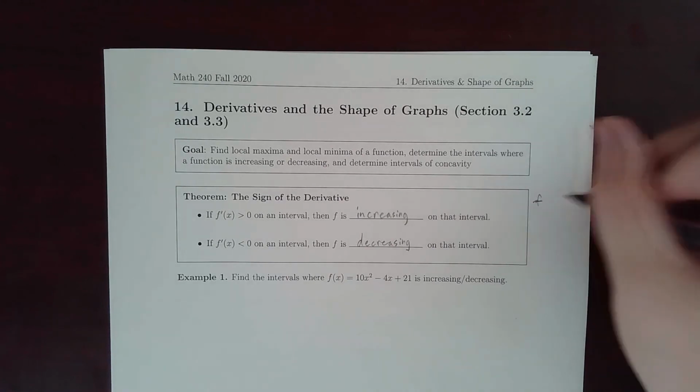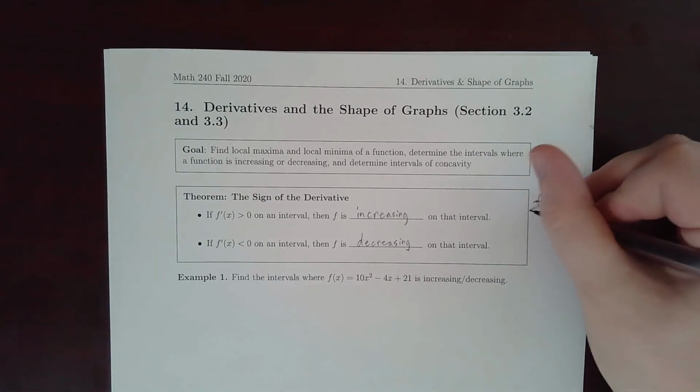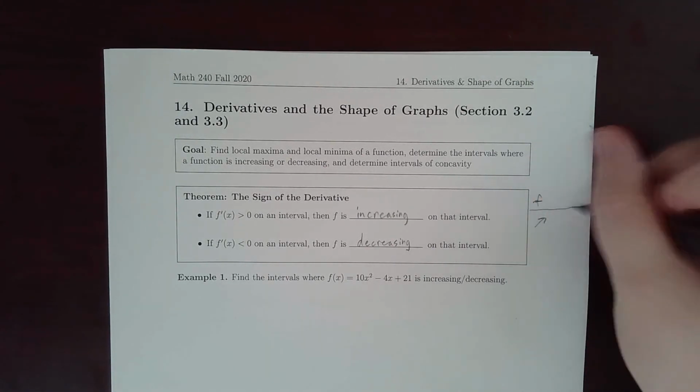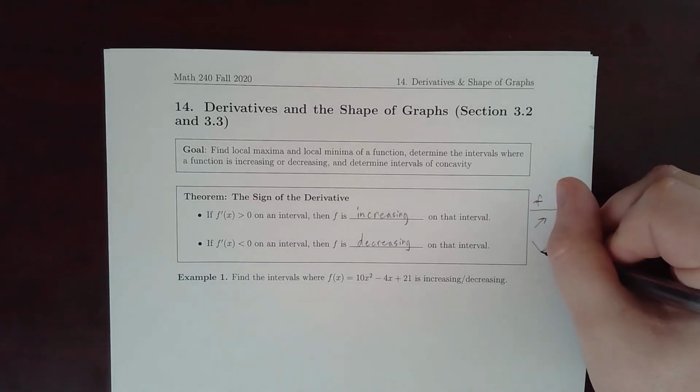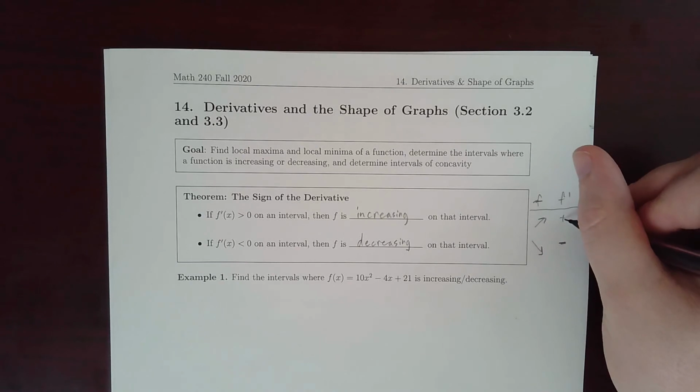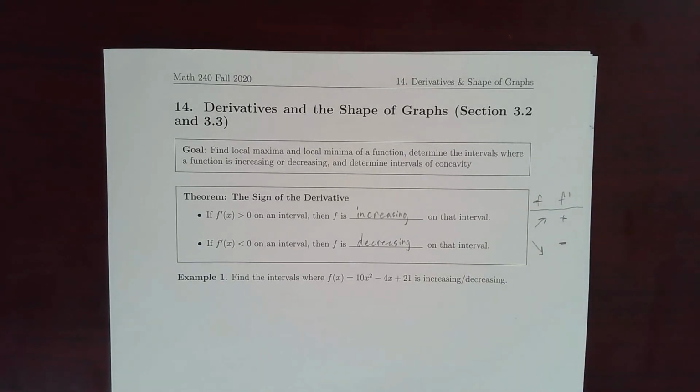So if the initial function is going up, the derivative should be positive. And if the initial function is going down, the derivative should be negative.